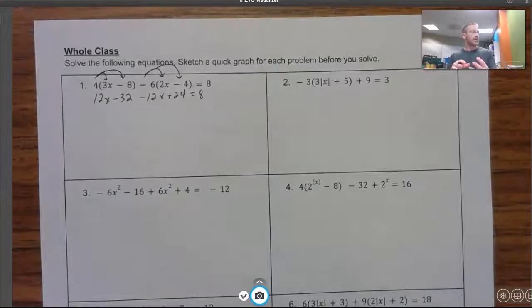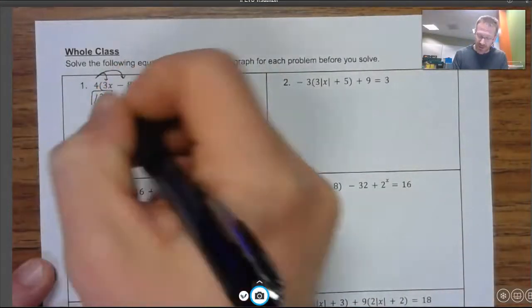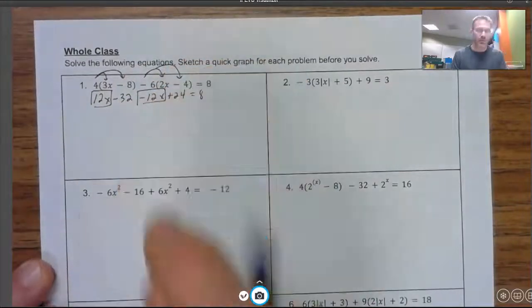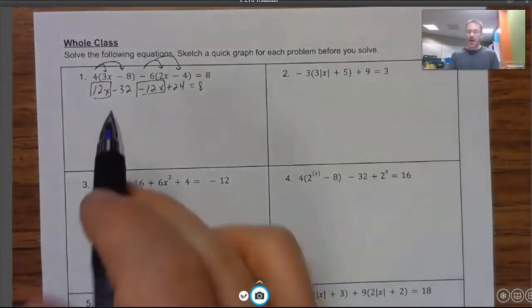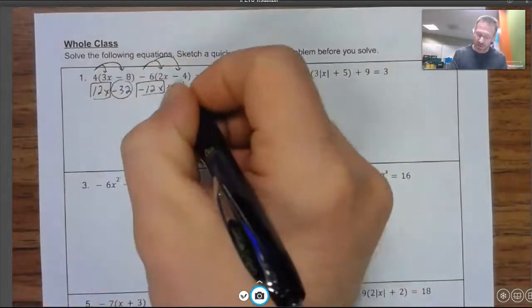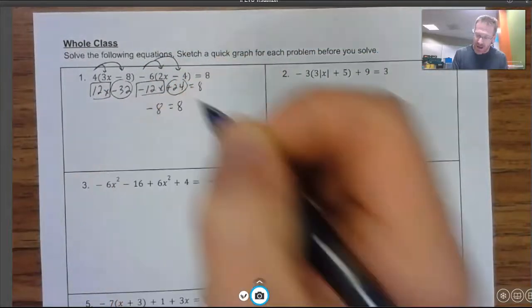Now I'm going to combine. Once again, a number can go with a number, a variable to a variable. So I get 12x minus 12x. And we know that when we add things that are opposites, we get 0. So my variables are gone. Now I do negative 32 plus 24, and I get negative 8 is equal to 8.